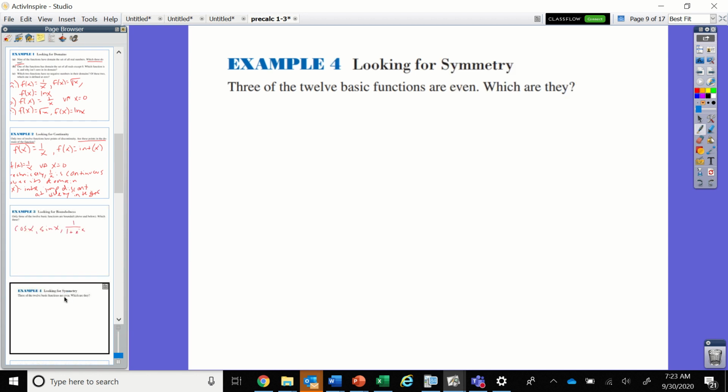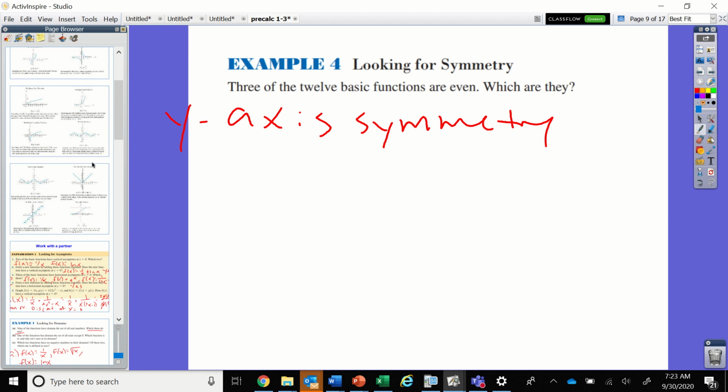All right, and then the last part of part 1 is going to be looking for symmetry. So again, pause the video, give it a shot on your own, but it says 3 of the 12 basic functions are even. So remember, even symmetry means they have axis symmetry. Specifically y-axis, they're all going to correspond to y-axis symmetry. So which of the 3 are even functions here?